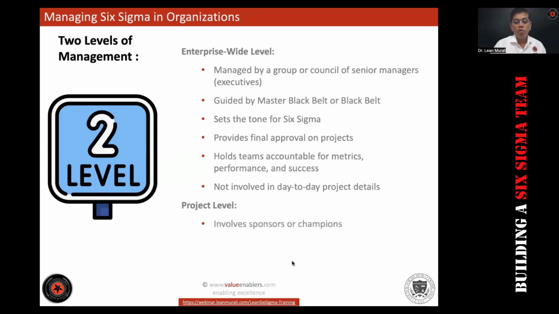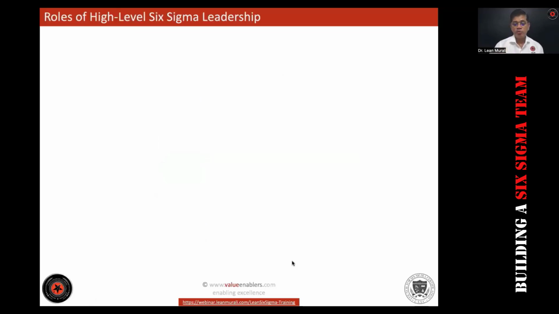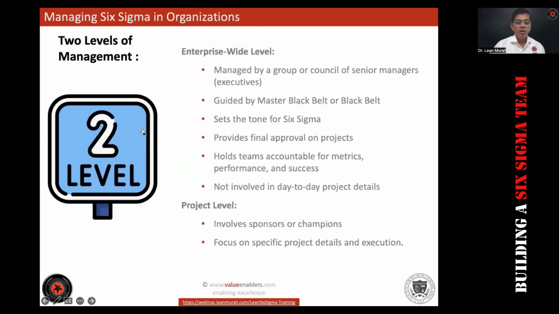then we go into project level, where this involves sponsors, champions, and they focus on specific project details and execution. Okay, so if the slide is clear, type SC, super clear in the chat box. I'll quickly move into the next one.